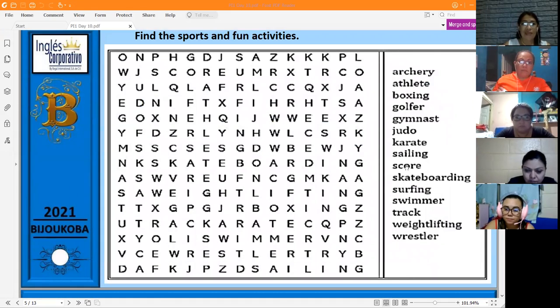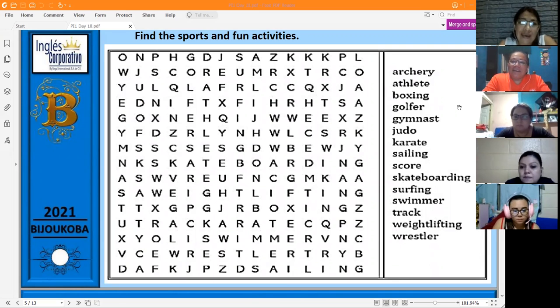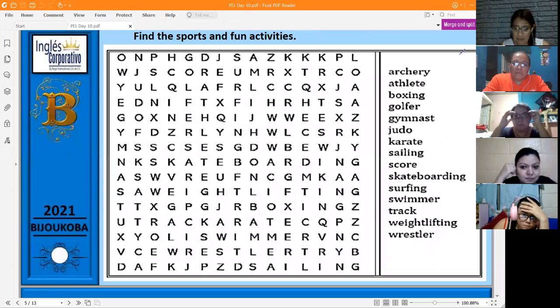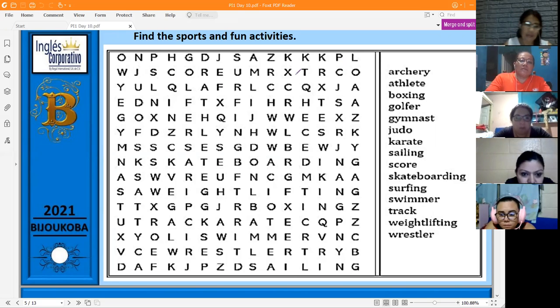Tonight, we're going to begin with a race. We need to find these sports and leisure activities, or fun activities, in this grid. I think I'm going to need help. Let me see, choose my tool to use. Using a pencil. Let's see. You tell me when you find one. In the first line, no sport. In the second, we find score. We find score.